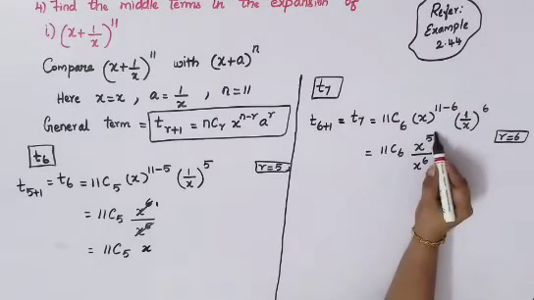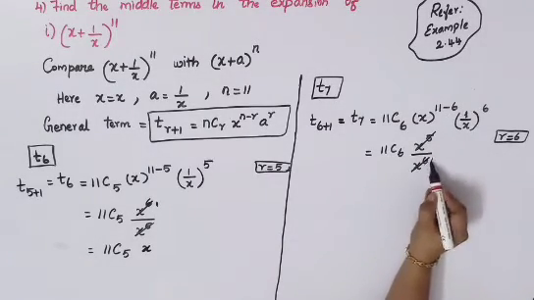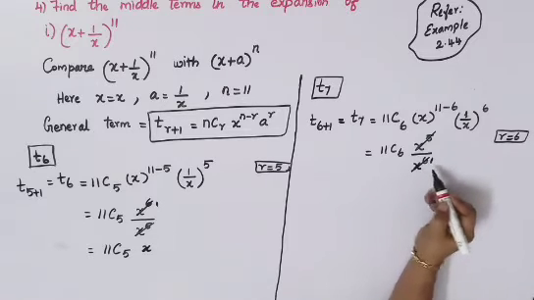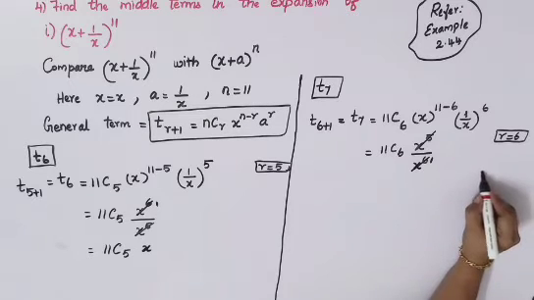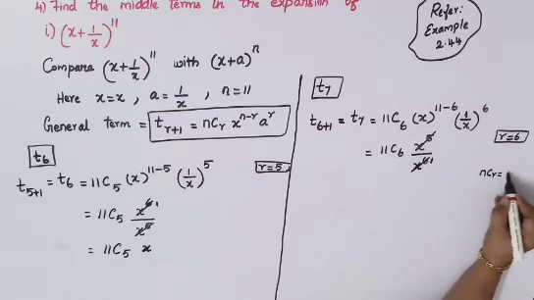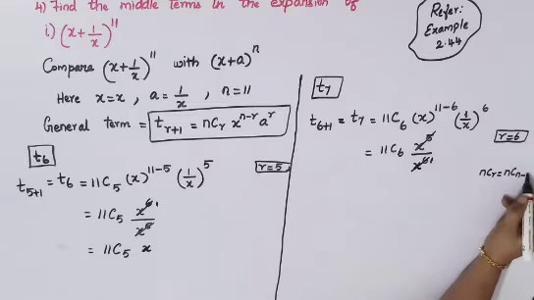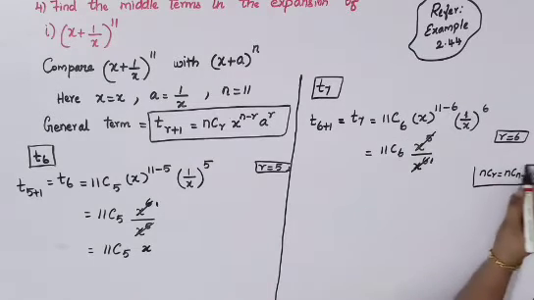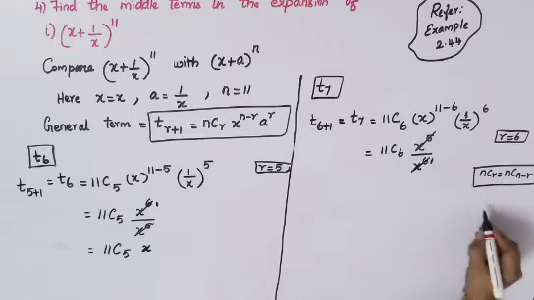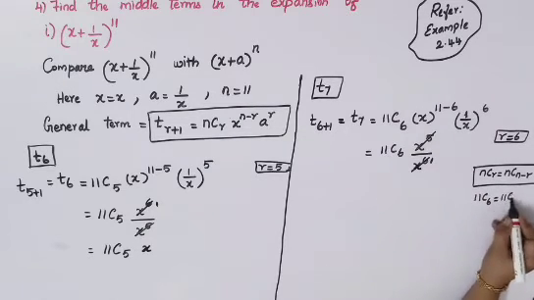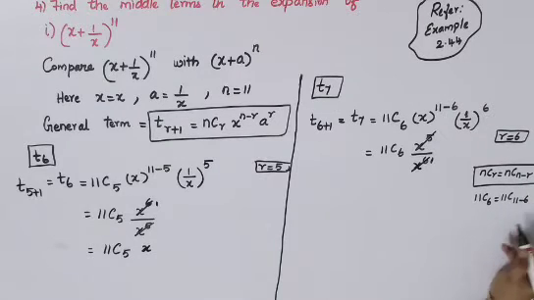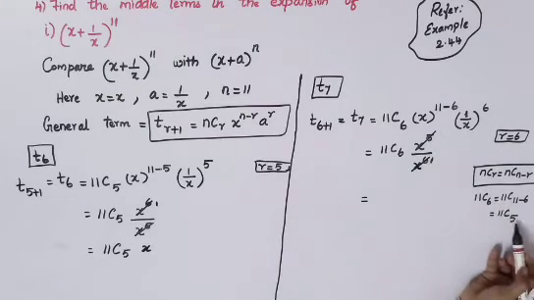Now you can go for your cancellation, x power 5 and x power 6, 1x will be there, that is x power 1 will be there. And this 11C6 also just try to convert it. So nCr is equal to nC(n minus r). You have studied this formula. Using this formula, convert this 11C6, that is equal to 11C(11 minus 6). 11 minus 6 will become 5, so 11C6 is 11C5.